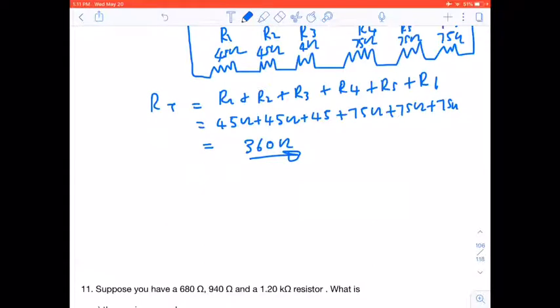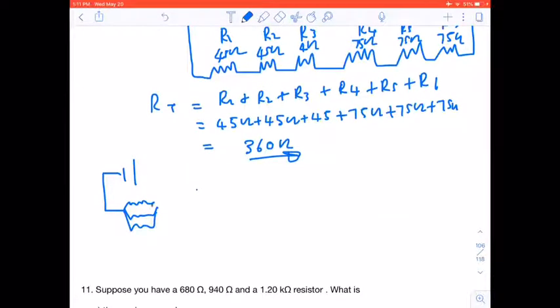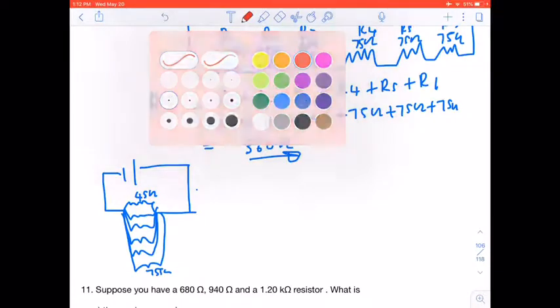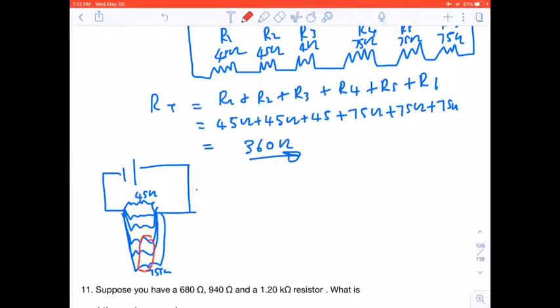Now we want to know what happens if these are connected in parallel. And if they're connected in parallel, then surely we're going to have this like that, and that would be 1, 2, 3, right? And all these would be 45 ohms. And then another 3, okay? And that would be 75 ohms, right? So the top 3 is 45, and these 3 would be 75 ohms, okay?